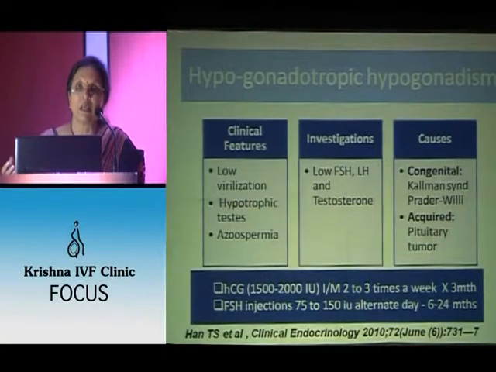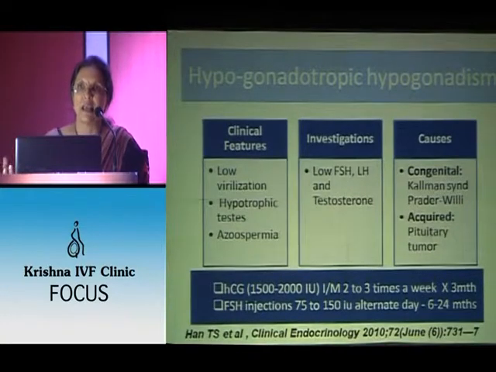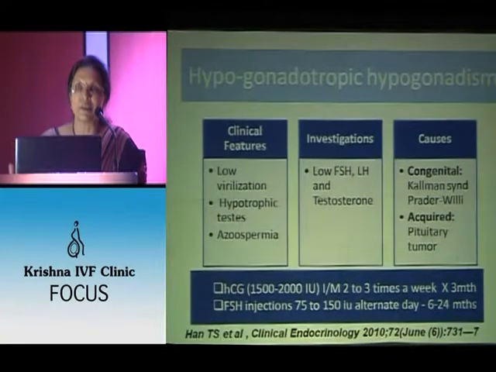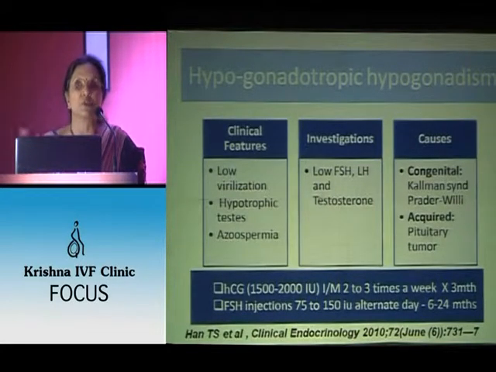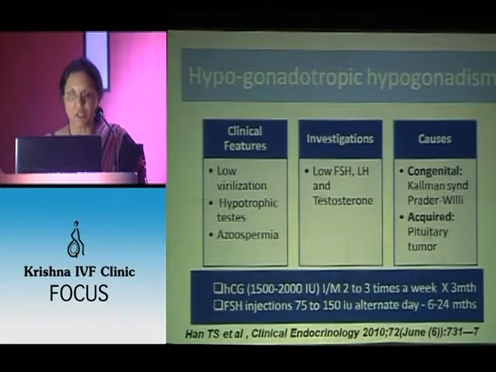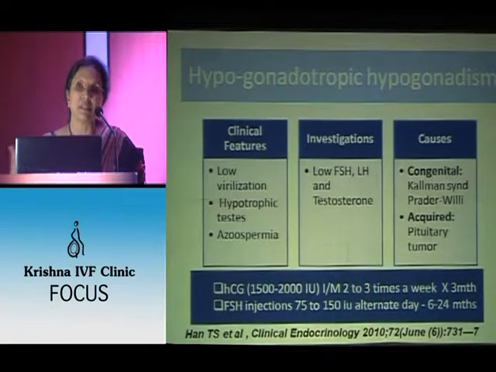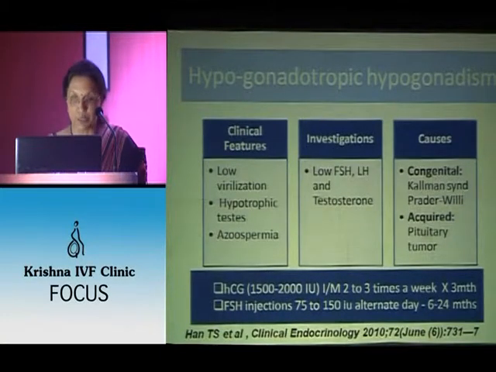For 3 months, we check again, look at the testicular volume, look at the testosterone levels, and if we find that this has stimulated enough of testosterone secretion by the LH-dependent Leydig cells, then we can start on FSH injections or add on FSH injections to the previous HCG. Now this is given in doses of 75 to 150 alternate day for 6 to 24 months. So at least minimum of 6 months is required, and we can do a semen analysis from time to time to see how many sperms have started coming into the semen.